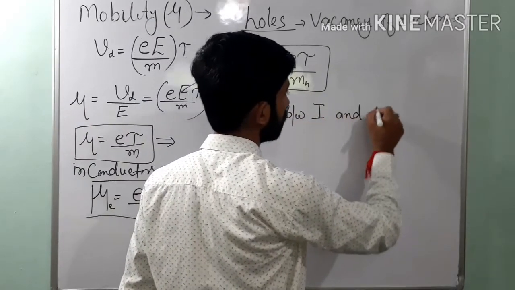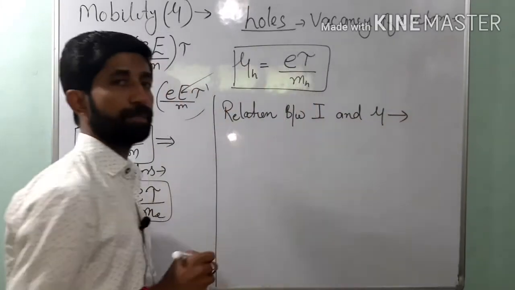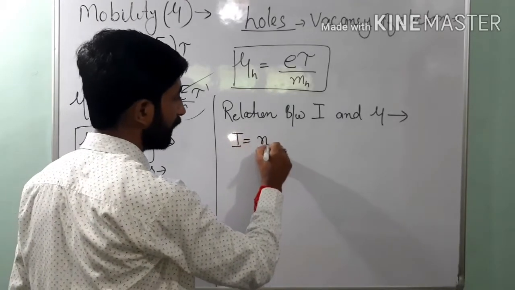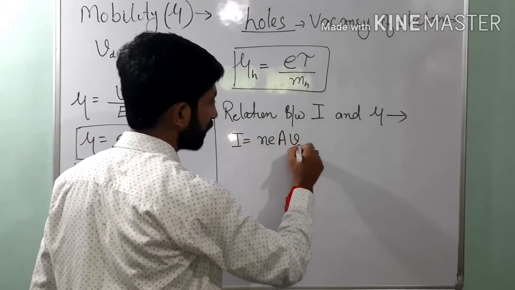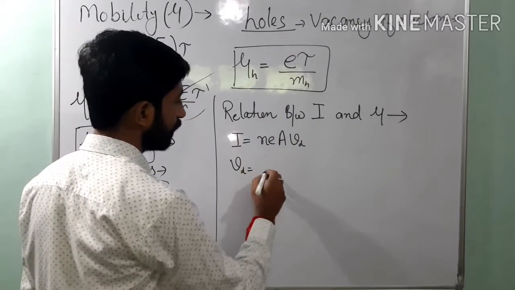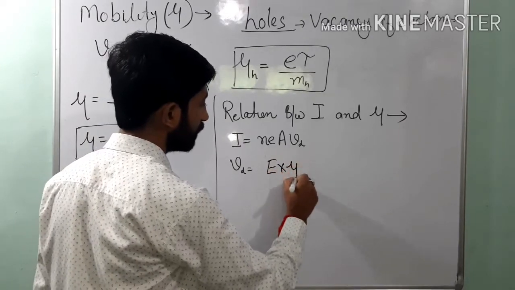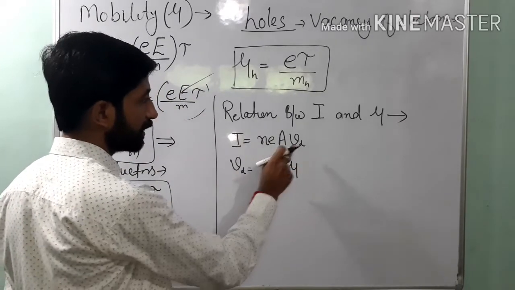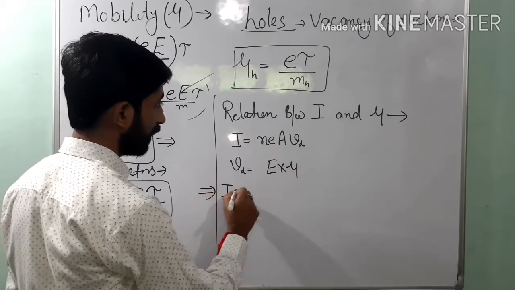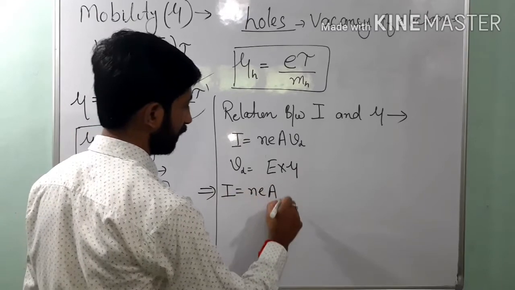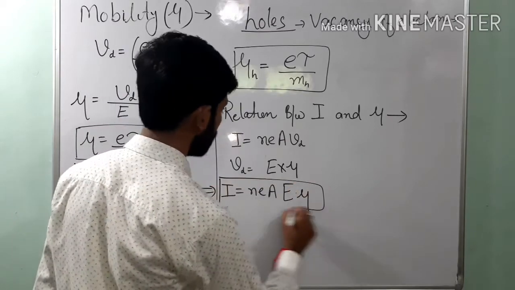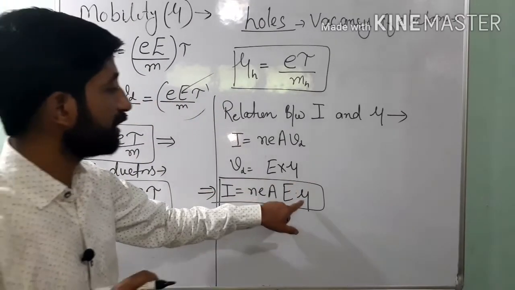and the mobility. Very small derivation, let's see. So I, that is current, is equal to N E A multiplied by drift velocity. Okay, and drift velocity is equal to what? Electric field multiplied by the mu. So now put the value of drift velocity Vd here. Then we are getting I is equal to N E A capital E multiplied by mu. That is the relation between current and the drift velocity.